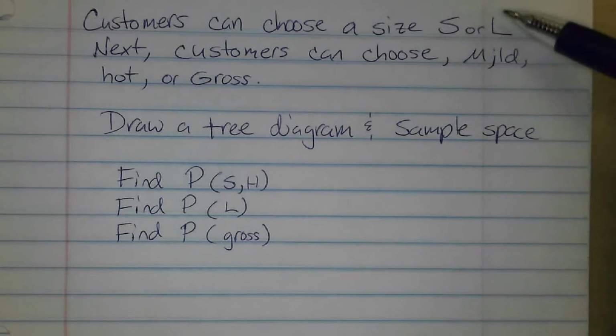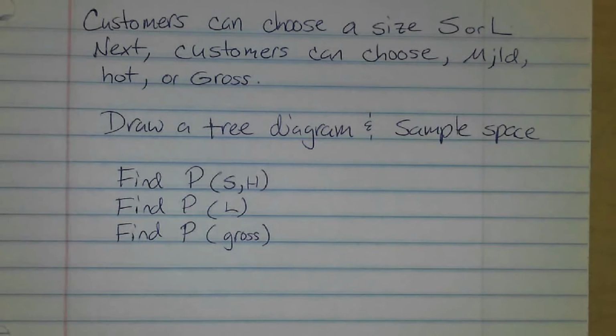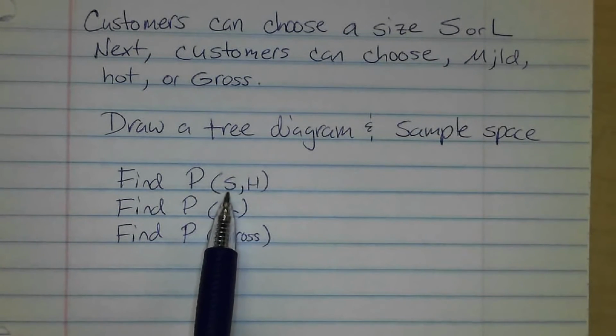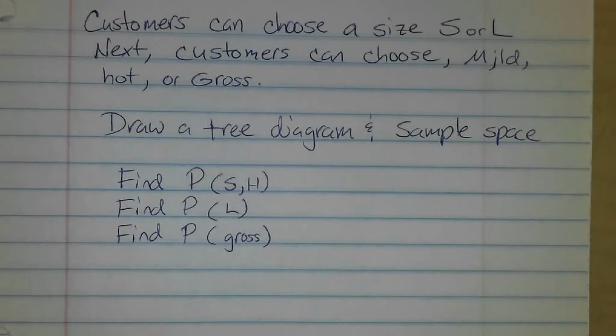Okay, so customers can choose a small or a large. Next, they can choose mild, hot, or gross flavor. Draw a tree diagram in sample space and find the probability of a small, hot, of a large, or of a gross. Go ahead, press play when you're ready.